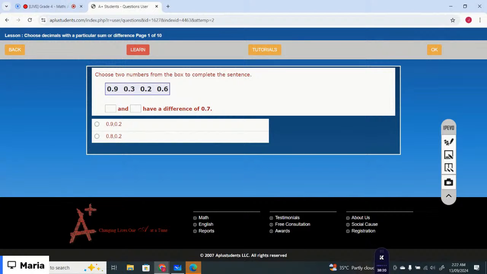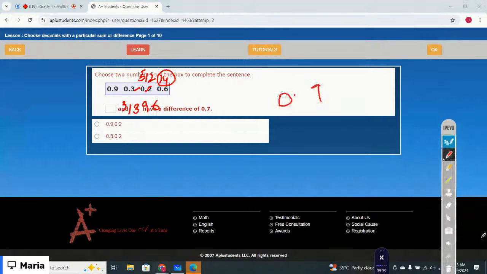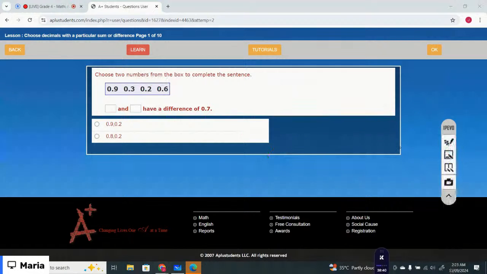That is exactly right, the correct option is 0.9 and 0.2, right? Let's just see if you subtract them, the answer is 0.7. That is 0.9 take away 0.2. So 9 minus 2 is 7. That is 0.7. Got it? The correct option is option number 1.